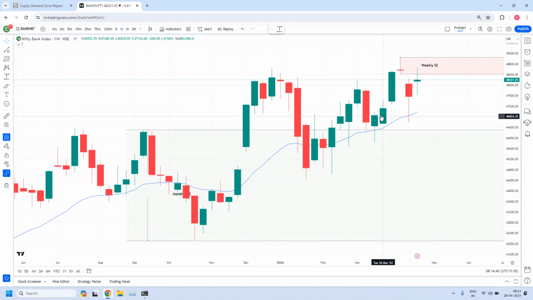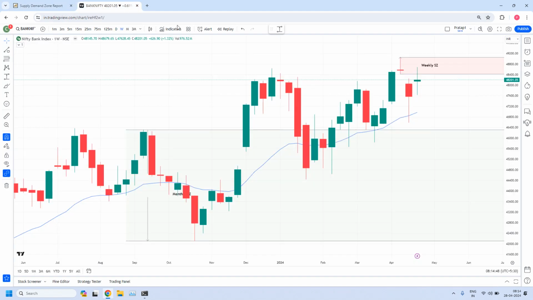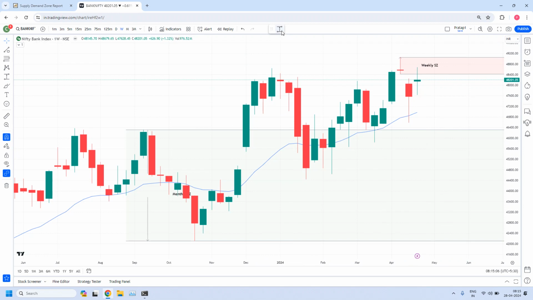Okay, fine. Now what about the demand zone? Here we have a rally, two base candles and a rally. Let us check. We have 11/3/2024, two base candles. So this is the one. 11th March 2024, after the two base candles. It is a drop base rally, DBR. So let's draw this demand zone, weekly demand zone.